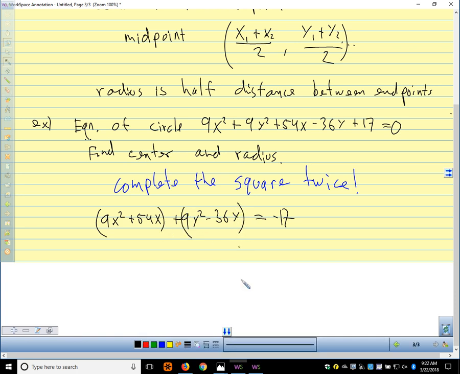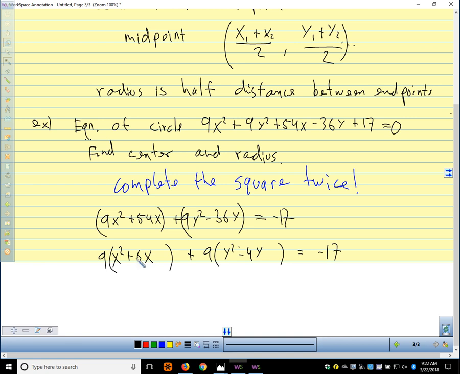So before we complete the square, what do we need to do here? We don't want that leading coefficient on the x squared, so we need to factor that out. So I'm going to write this as 9 times (x squared plus 6x) plus 9 times (y squared minus 4y) equals negative 17. And now let's complete the square.